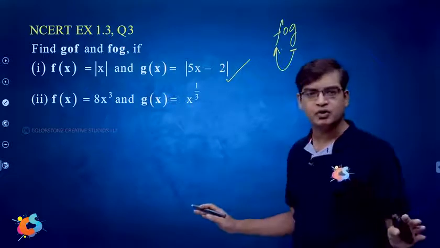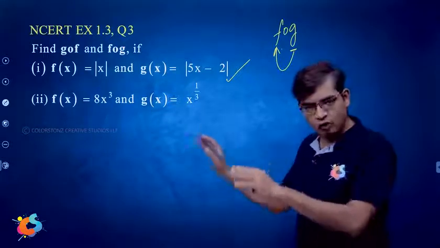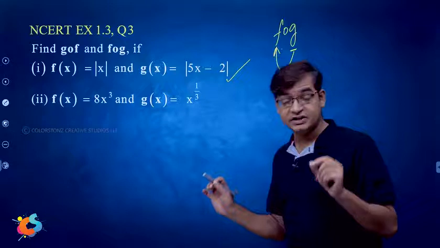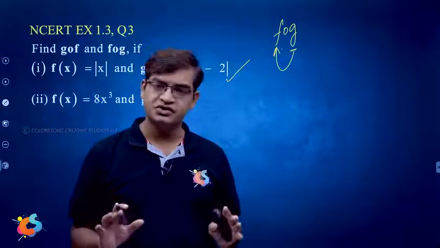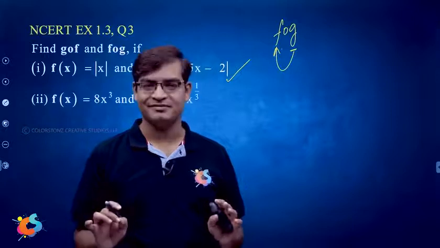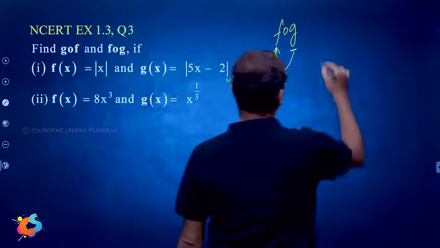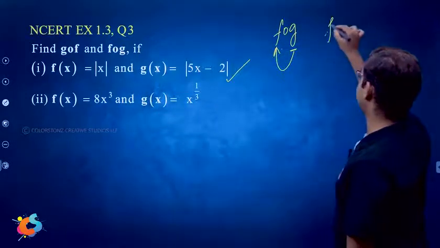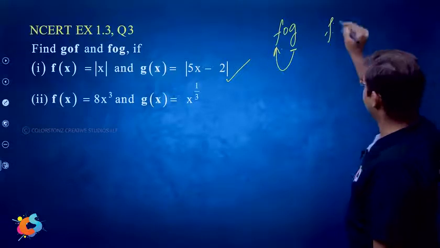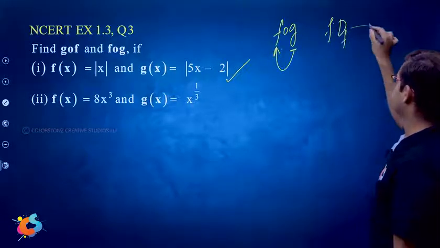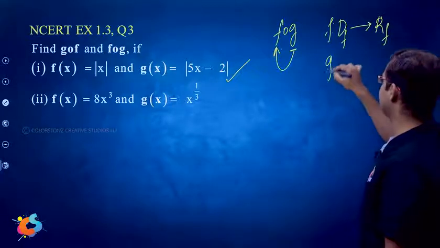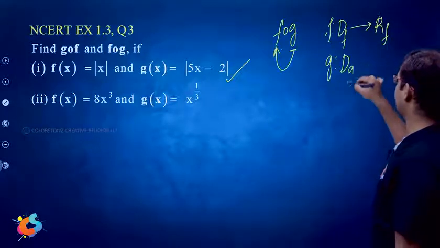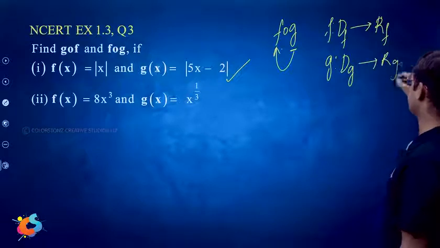You don't need to worry about it at all. Normally you can find out the answer. You can find out what is F circle G and what is G circle F. Let me tell you that if nothing is mentioned, that means F is mapping from the domain of the function to the range of the function, and G is also from the domain of this function to the range of this function.